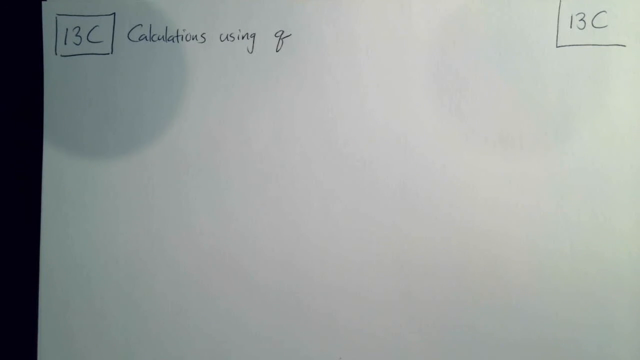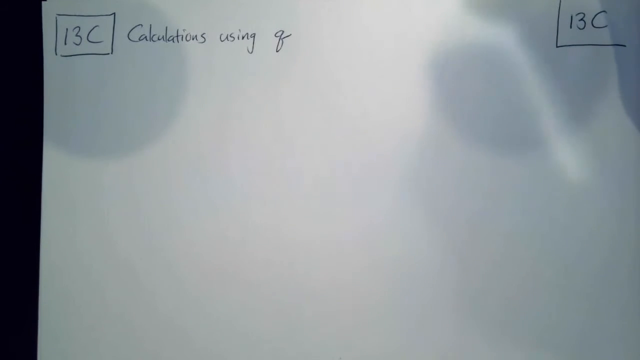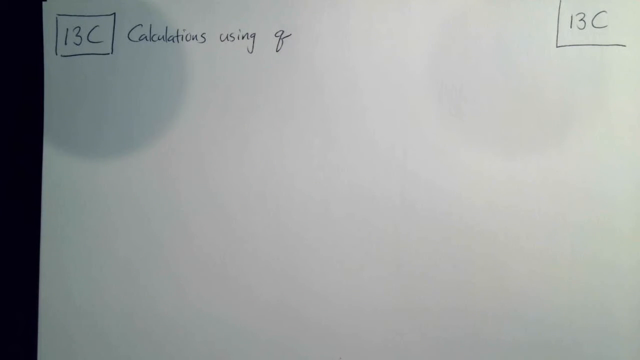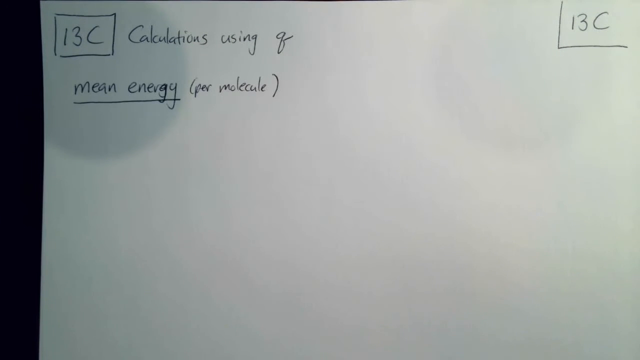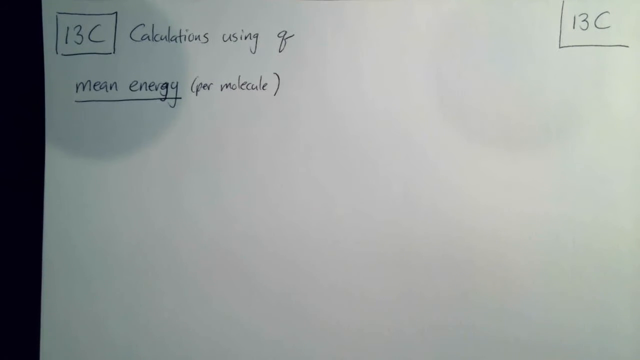In the previous video, we learned about the partition function Q and got a sense for what it is. And now I'd like to move on to 13C where we can do some calculations using Q. I'm just going to do a couple of examples of that now. So the first one I'd like to do is the mean energy, which is the mean energy per molecule. We can find that if we know the partition function.